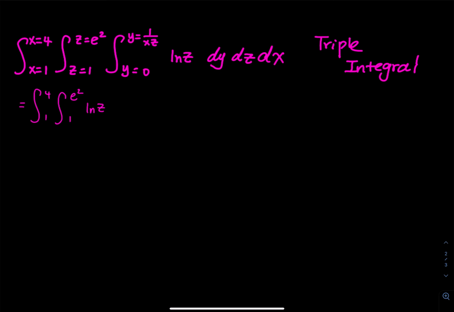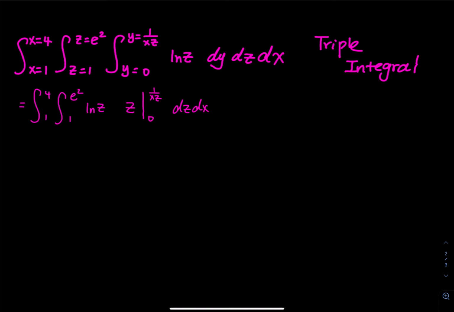Let's say the integral of 1 dx. What is that equal to? Or the integral of 1 dy. What is that equal to? That is equal to just y, right? Because if you take the derivative of y, you get a 1. So this will be just y, such that y goes from 0 to 1 over xz. And then you have your dz dx.